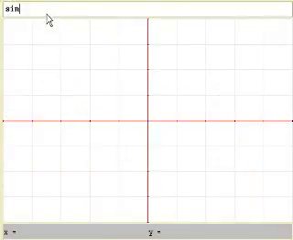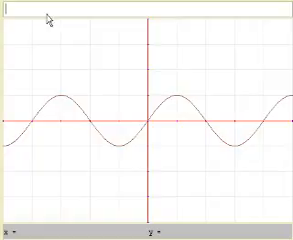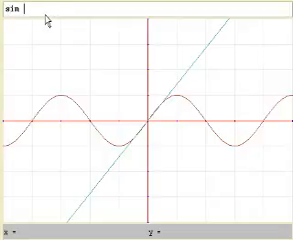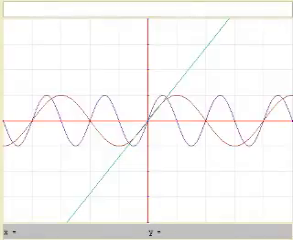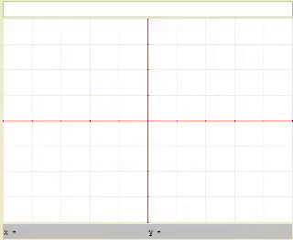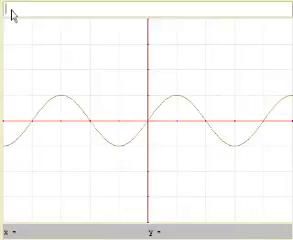I drew the sine function before. Let me draw the sine of, let's say, 2x. Whoops, that's not right. Maybe I need to put some parentheses in. Oh, there we go. Actually, let me reset it. So first I'll draw the sine of x, and then I'll draw the sine of 2x.